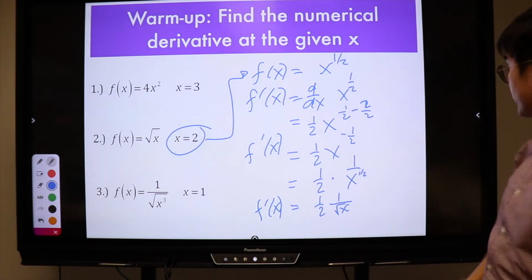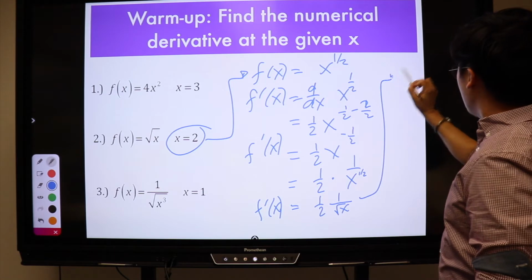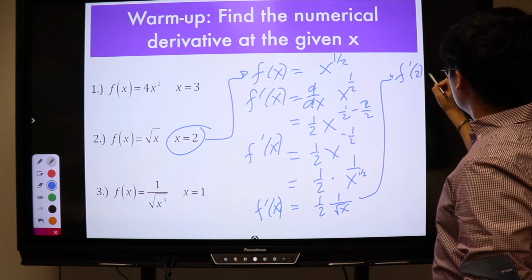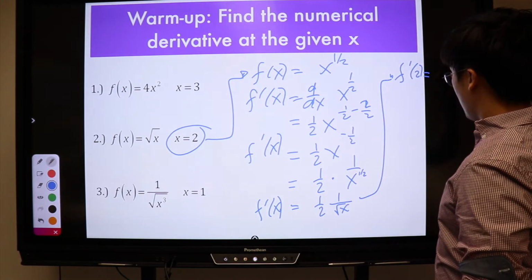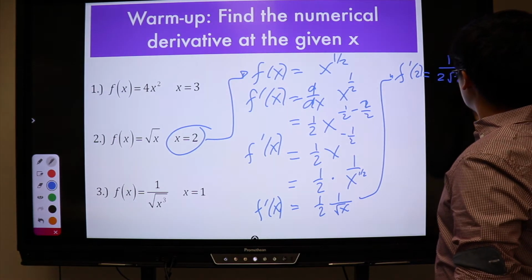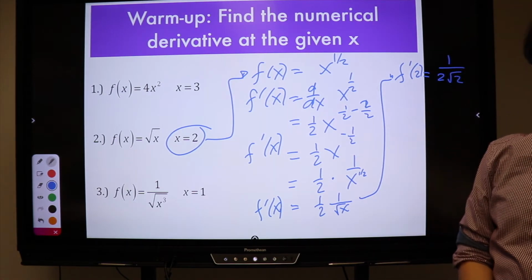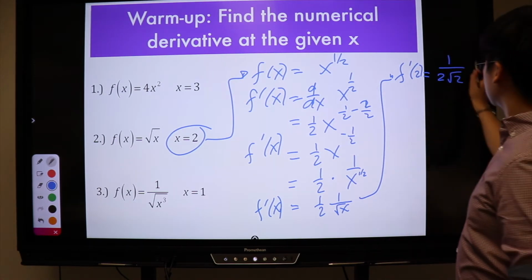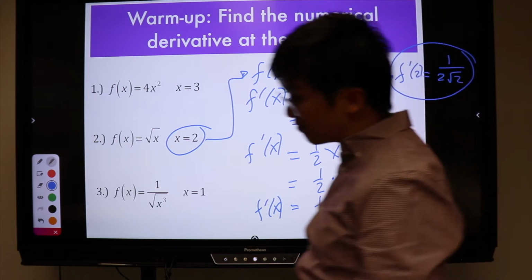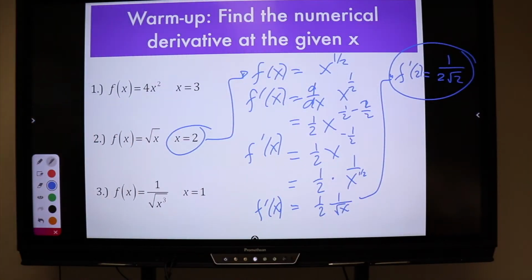Plug in the value of 2. So we have f prime of 2 is equal to 1 all over 2 square root of 2. And what is square root of 2? That is the square root of 2, because square root of 2 is not a perfect square. Unless you want to use your calculator.